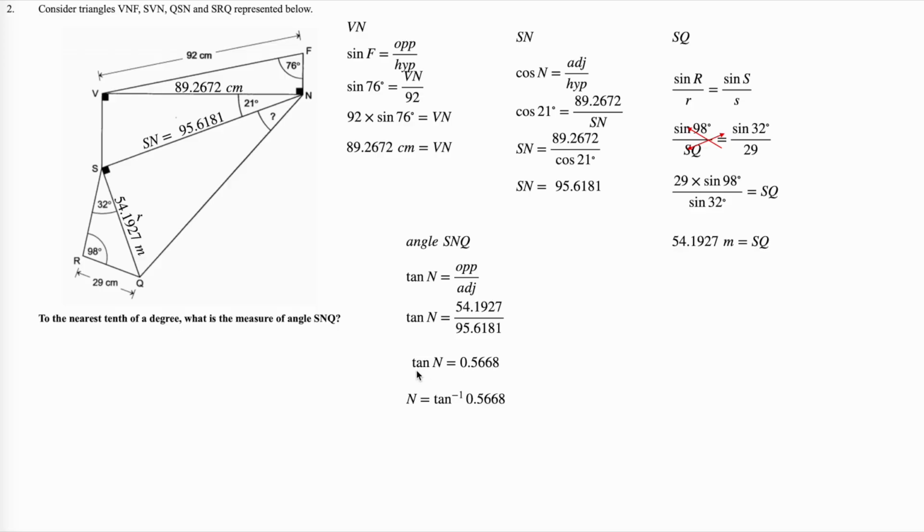Take the inverse tan of both sides. N is equal to the inverse tangent of 0.5668, which gives us 29.54 degrees. To the nearest tenth of a degree, that's the 5, N is 29.5 degrees.